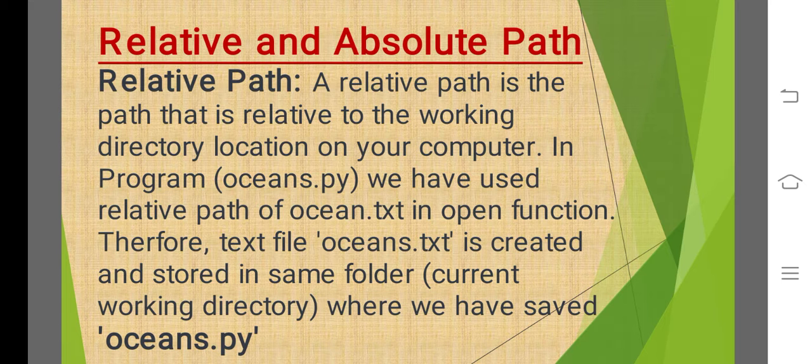In our program oceans.py we have used the relative path. Oceans.txt is the text file that is created and stored in the same folder, in the current directory where the Python file is stored. Then only the file handling will work. Otherwise, it shows an error message that the file doesn't open. Relative path means the current directory where the files are stored.